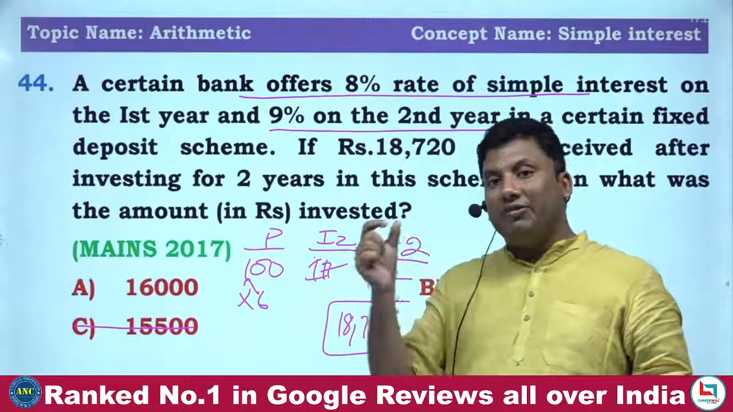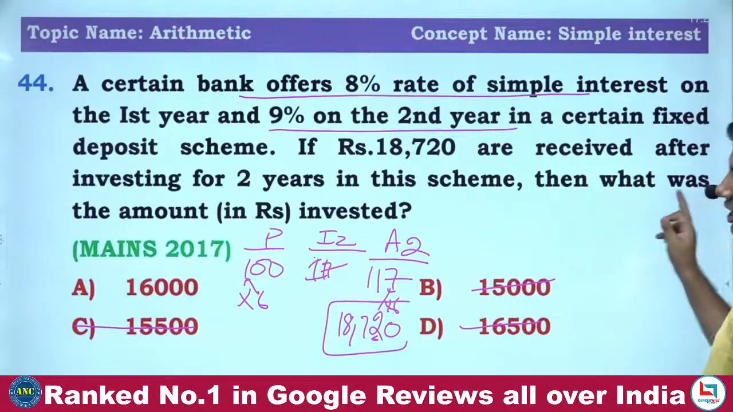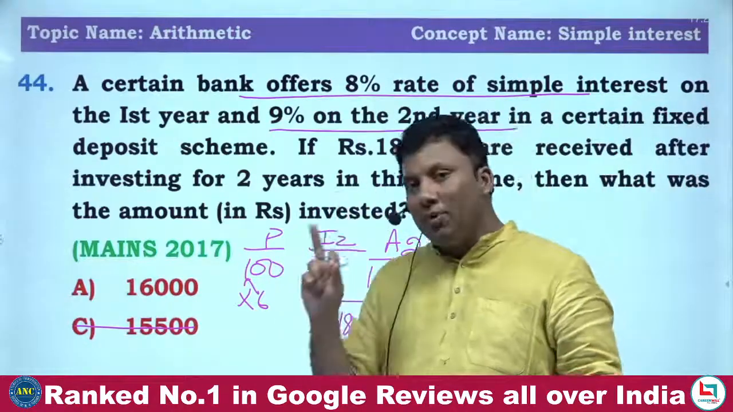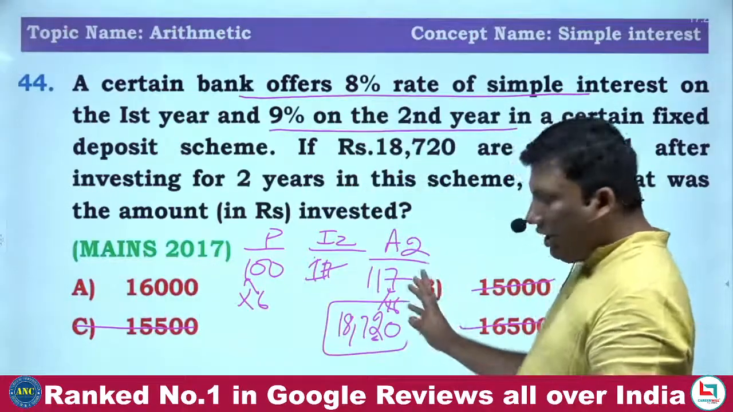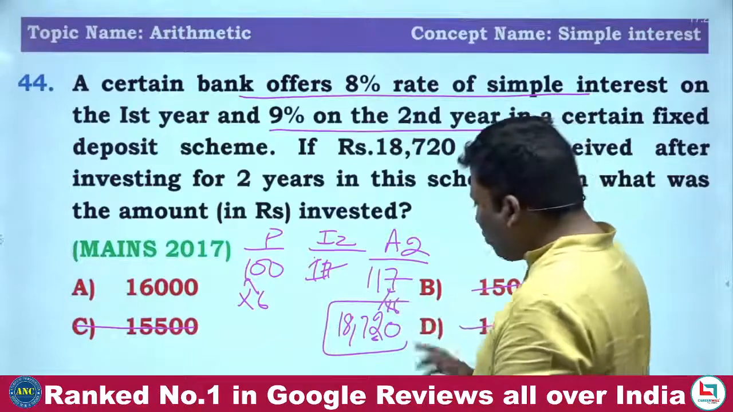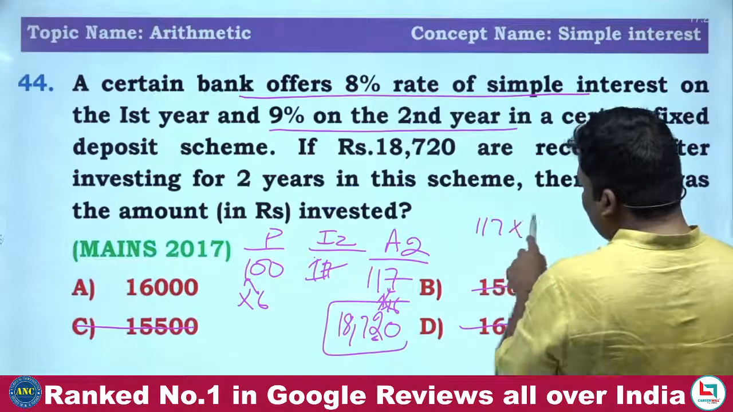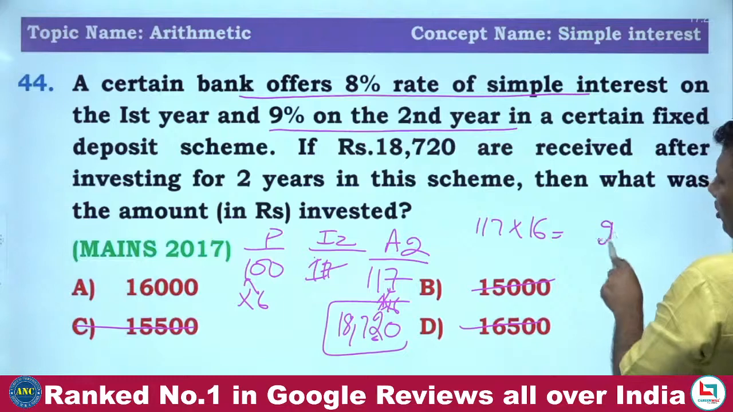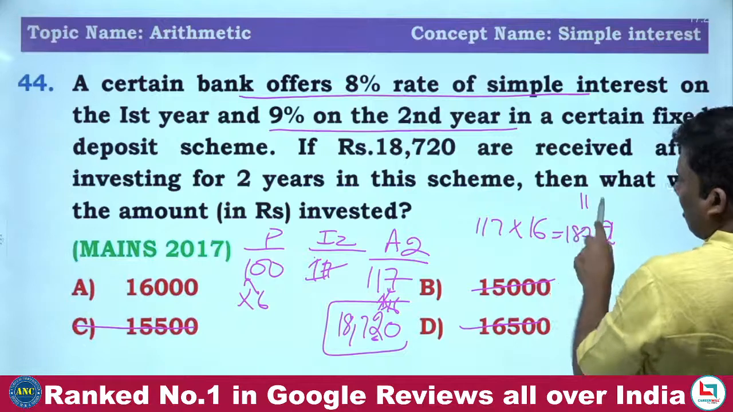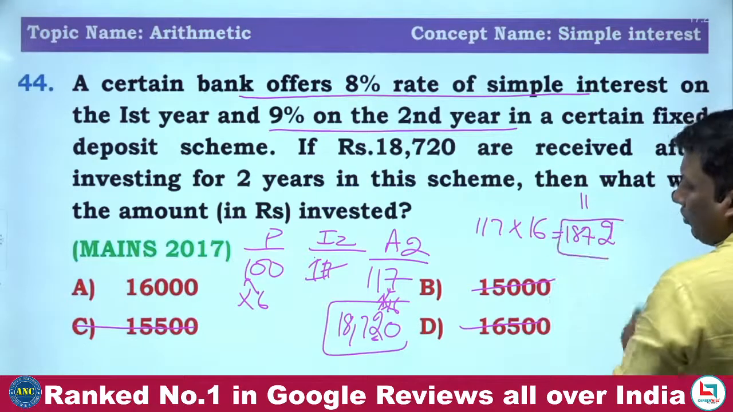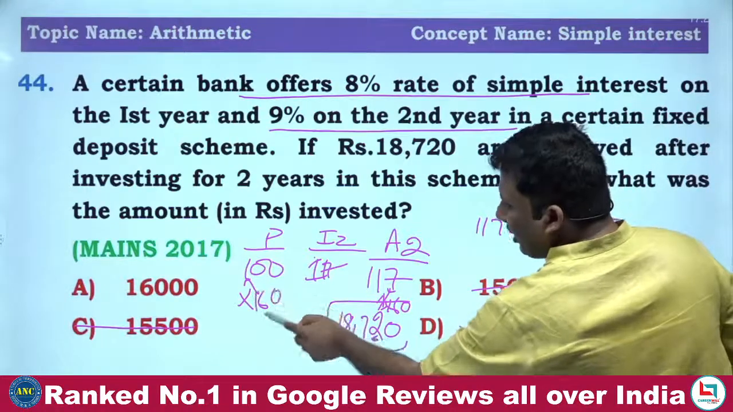Please do not get confused by the word amount. Please read the complete sentence. What was the amount invested? Invested amount is the principal. Amount taken, it is the principal. So you don't need to do anything other than just taking out. Even if I take 117 into 16, 16 sevens are 112. 16 ones are 16, 27. So it is 1872. So it is 160. I got 16,000.